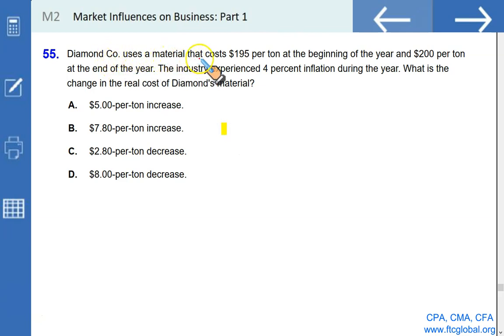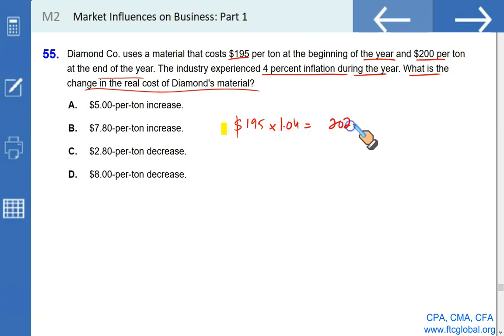Diamond Company uses a material that cost $195 per ton at the beginning of this year and $200 per ton at the end of the year. The industry experienced 4% inflation during the year. What is the change in the real cost of Diamond's material? Okay, now if $195 represents your cost at the beginning, because of inflation, it goes up to $202.8. But the cost at the end is basically $200 per ton, which means the real cost has fallen.